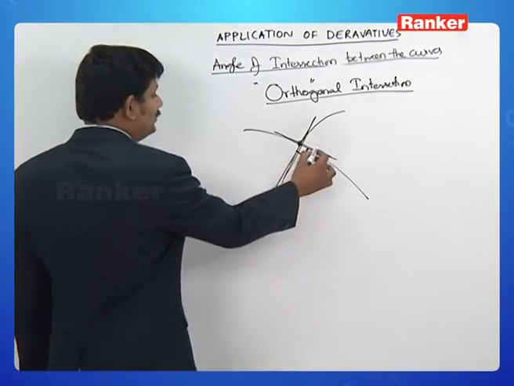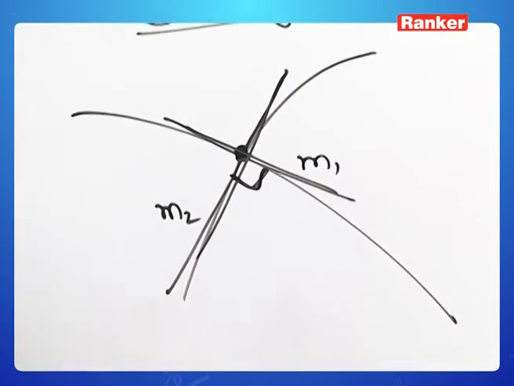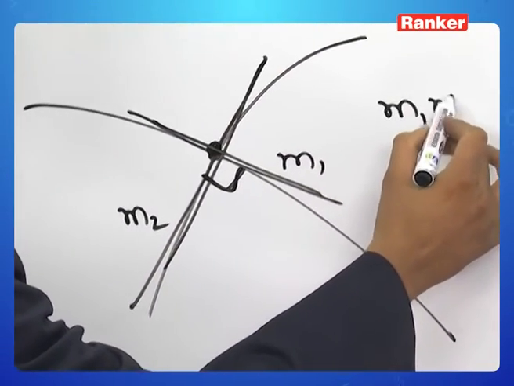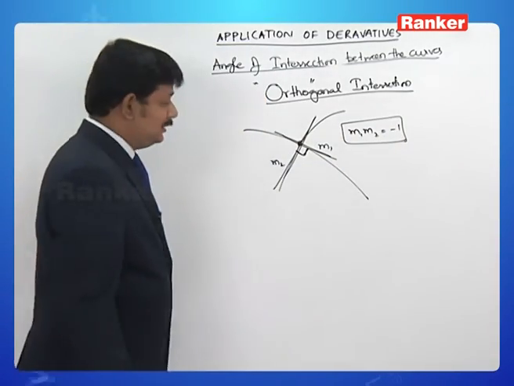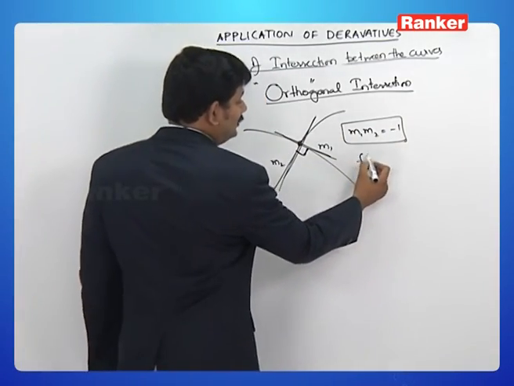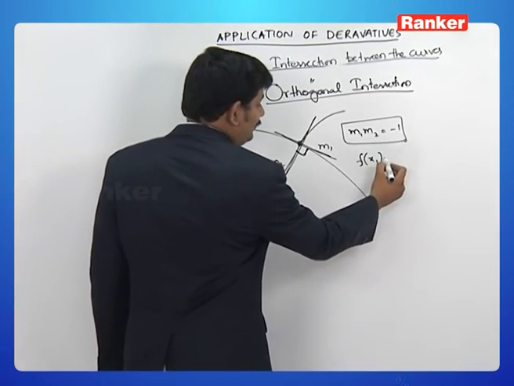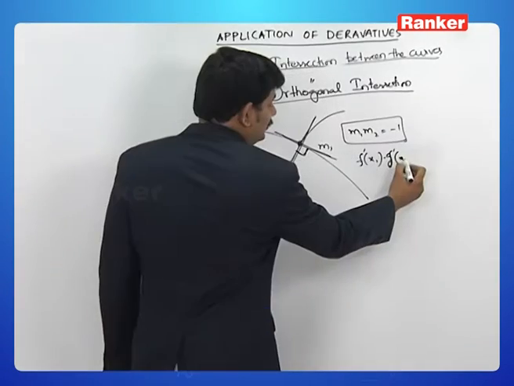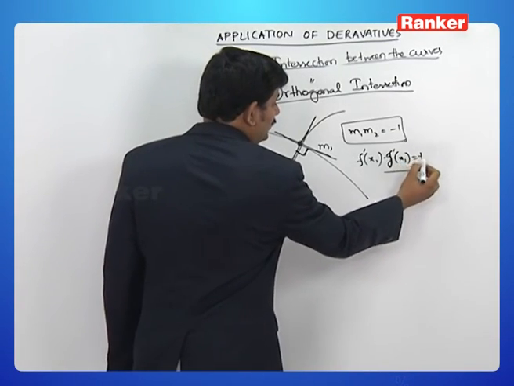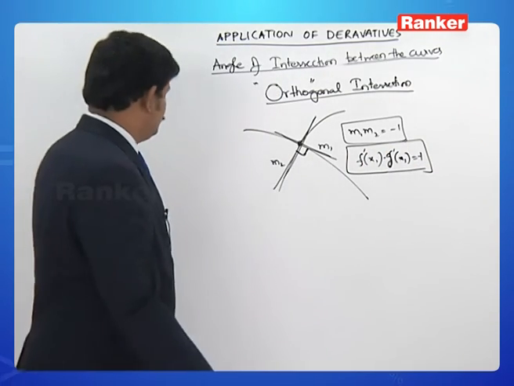So, if the slope of the tangent to one curve is m1 and the slope of the tangent to another curve is m2, if m1 m2 is equal to minus 1, then we say the curves cut each other orthogonally. Or, f of x is one curve and g of x is another curve. At the point of intersection x1 comma y1, if f dash of x1 into g dash of x1 is minus 1, then we say the curves cut each other orthogonally.